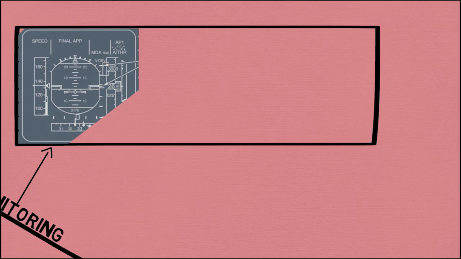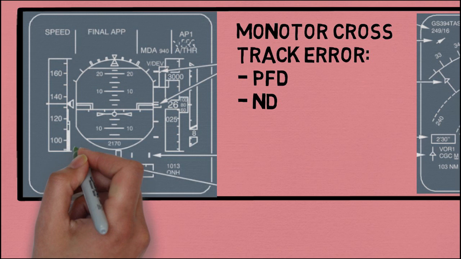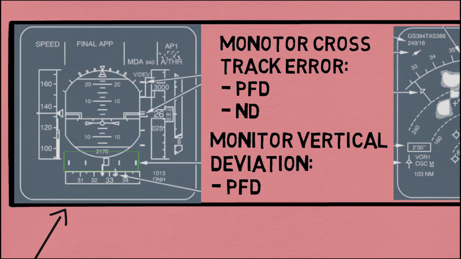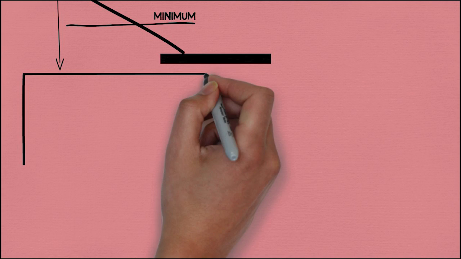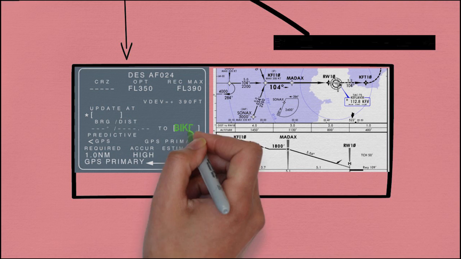Now you need to monitor the progress. Observe any cross-track error on the navigation display or, if installed, on the primary flight display. Vertical path is monitored on the vertical deviation scale on the primary flight display. You should also cross-check the distance versus altitude from the approach chart and compare it to the current altitude and distance from threshold that you have inserted in the MCDU progress page.